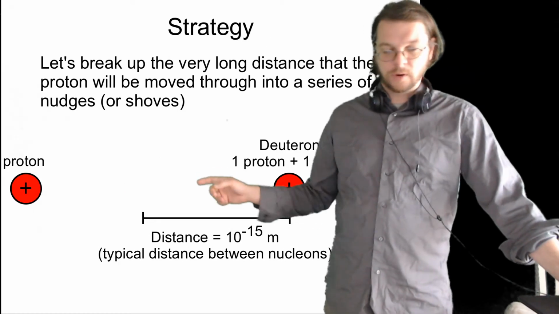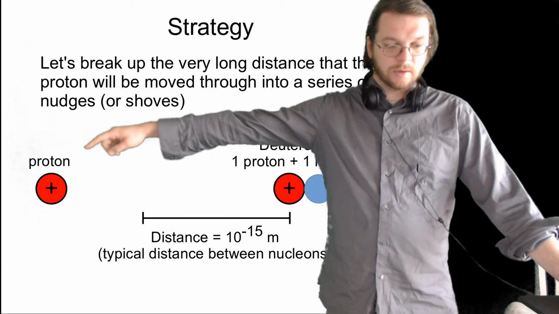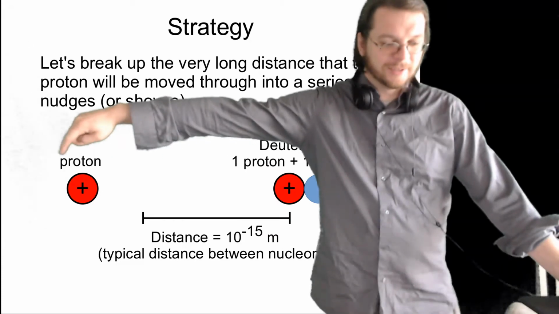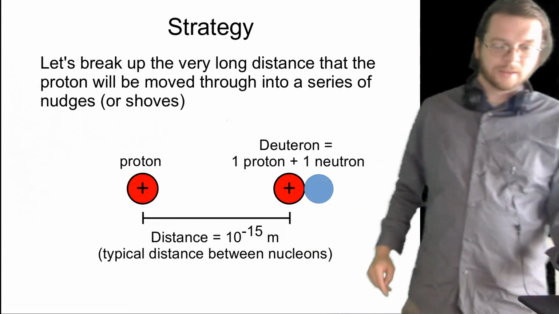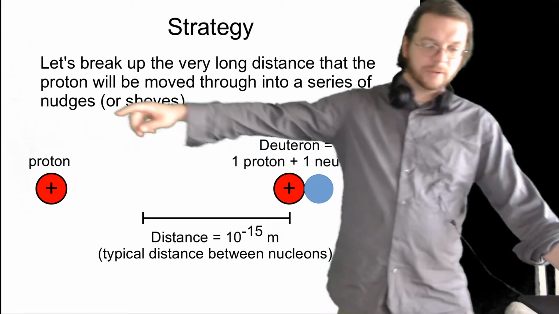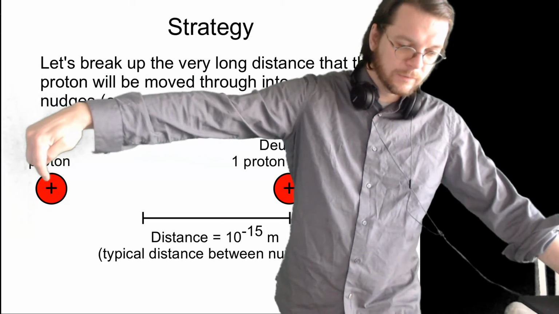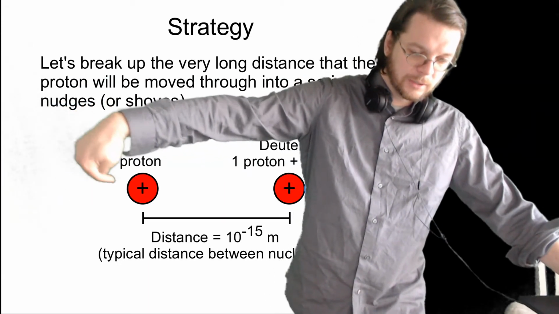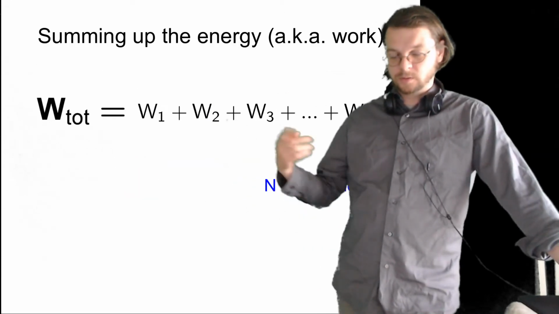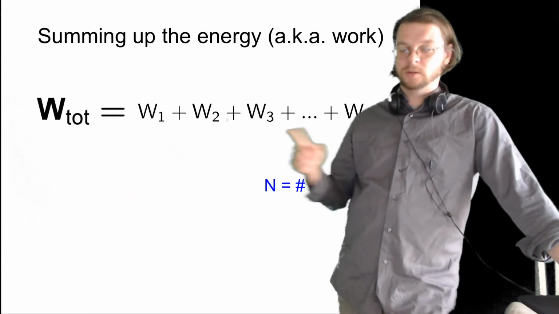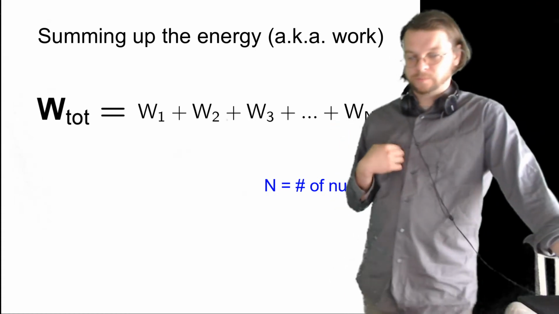Alright, so here we go. From far away, we're going to nudge this thing, and nudge this thing, and nudge this thing. The idea is that every time we do this, we are applying a force over some distance. Force times distance is the work, so we're applying work to the system in a number of these little nudges.